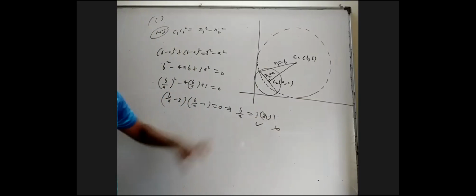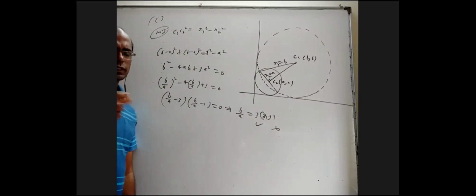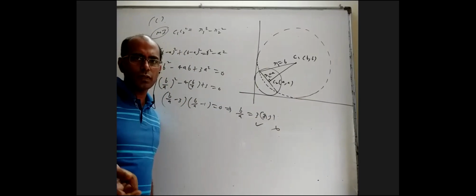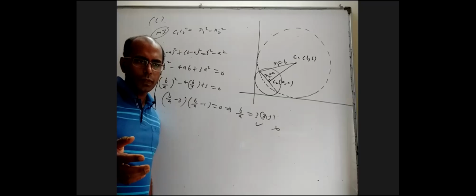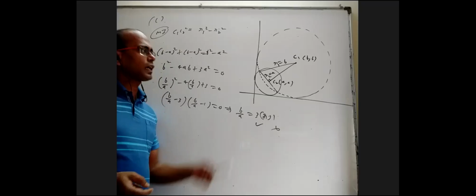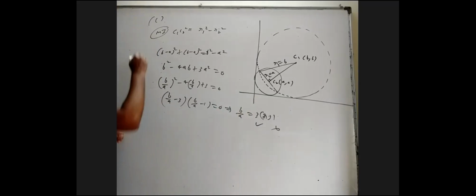That is one way. Otherwise, for two circles, if one circle is bisecting the circumference of another one, we get the common chord. That common chord should be the diameter of the smaller circle. So this is method 1.